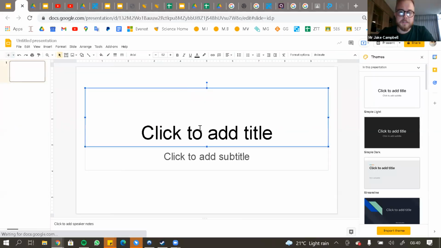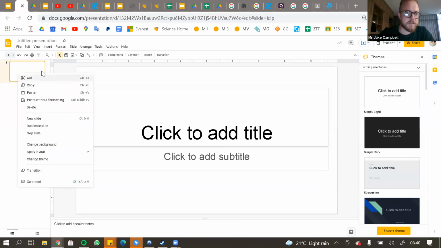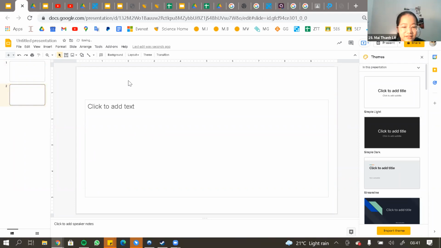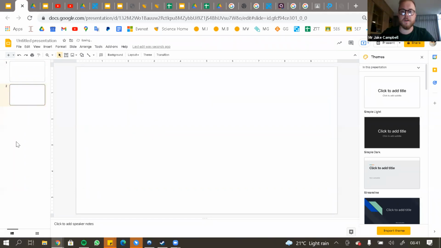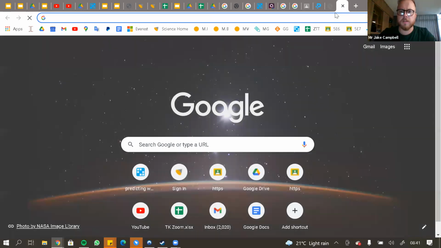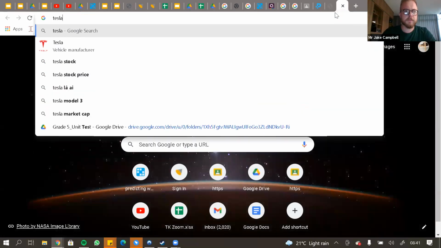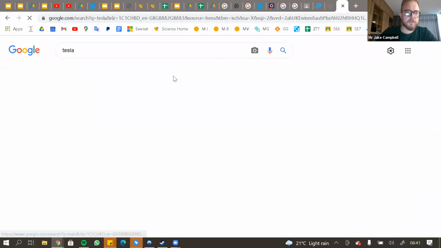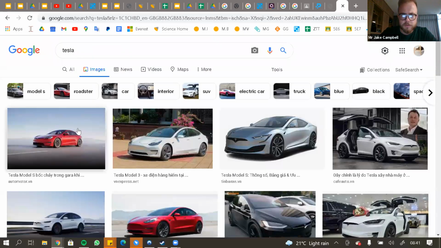All right. So here's the title page. I always get rid of the title page. I never like it. New slide. I always get rid of these every time. No need. Say this is my opening page, I want to do something like this. I just go straight onto Google. Tesla. Google Images. Let's have a look what I can do.